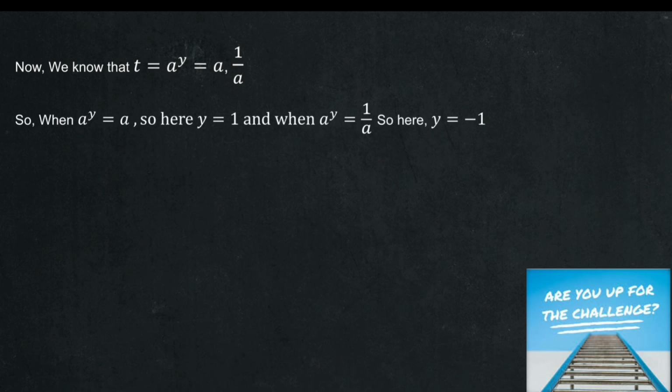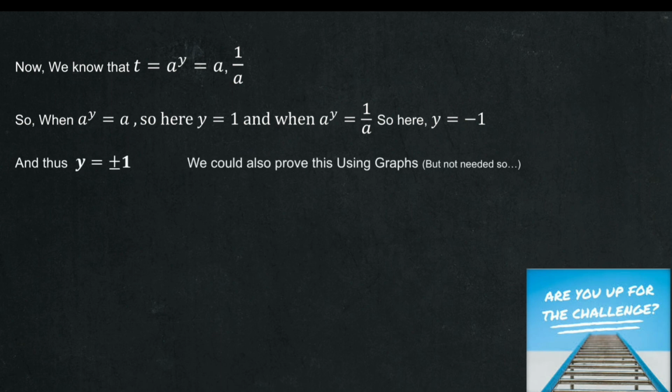So when a to the power y equals a, here y will be equal to 1, and when a to the power y equals 1 by a, y will be equal to minus 1. Yes, we can see that. So y equals plus minus 1 for sure, and we could also prove this using graphs, but I didn't, because all of the things we are doing mathematically.